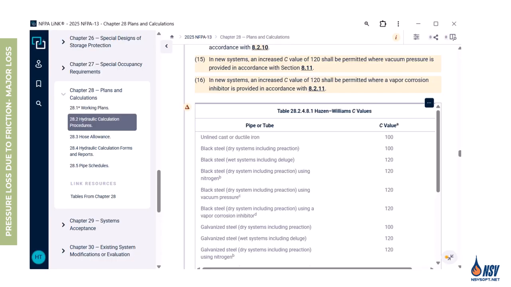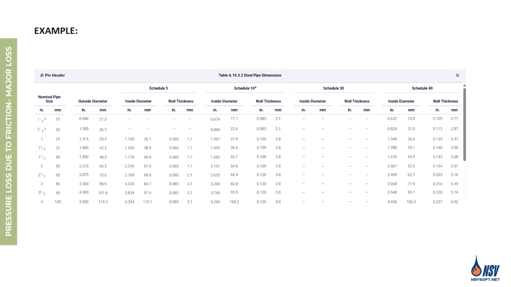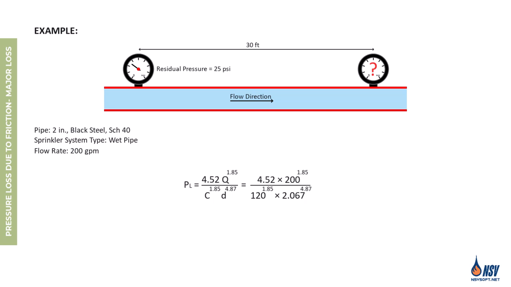According to Table 28.2.4.8.1 of NFPA 13, the C factor for black steel pipe in a wet system is 120, and based on Table A.16.3.2, the internal diameter of a 2-inch black steel Schedule 40 pipe is 2.067 inches. With these values, we're ready to apply the Hazen-Williams formula and calculate the friction loss per foot of pipe, which comes out to 0.338 psi.